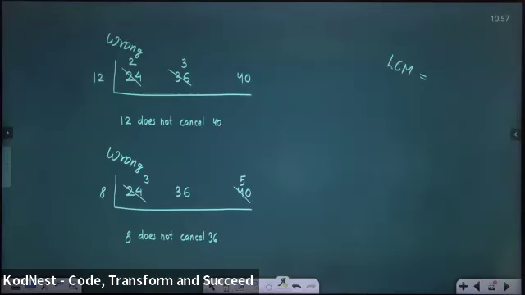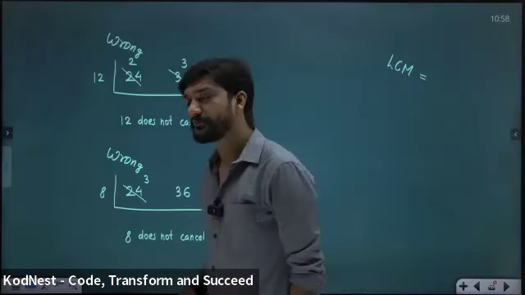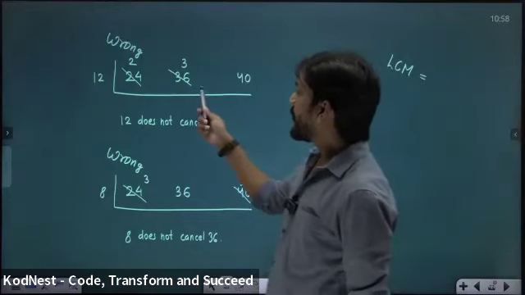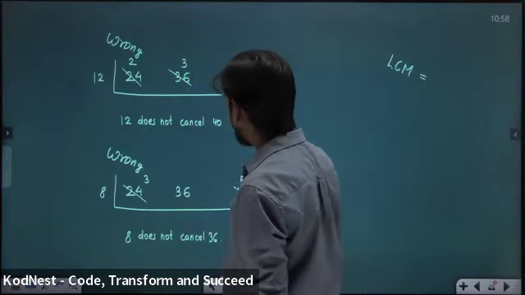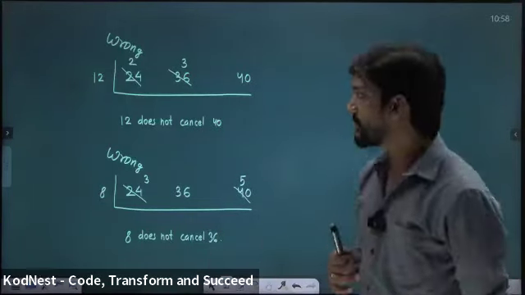Yes, 4 you can take. 4 cancels all of them. Okay, 4 you can take. 8 you cannot take. 12 you cannot take. 20 you cannot take. Any number which cancels all of them, prime or not prime, doesn't matter, you can take. A prime number anywhere you can take. No issues. So for non-prime numbers, there is a condition. That condition is that if you are taking a non-prime number, it should cancel all of them. That is the foundation.